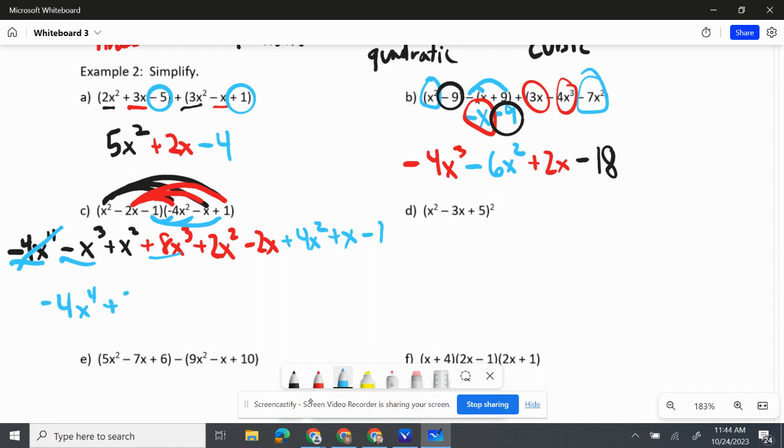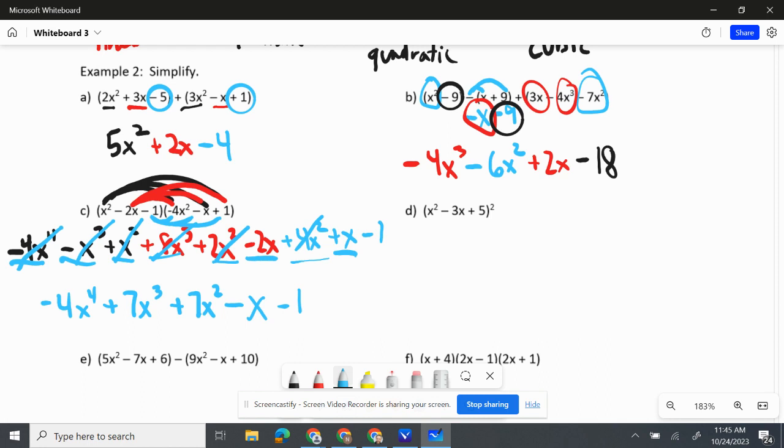So that would be a positive 7x cubed. Then I have an x squared, a 2x squared, and a 4x squared. So that right there would be 7x squared. And then I have a negative 2x and a positive x. So that's negative x. And then minus 1. And that right there is my answer.